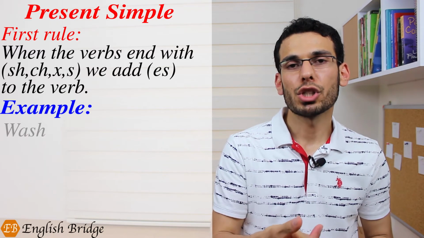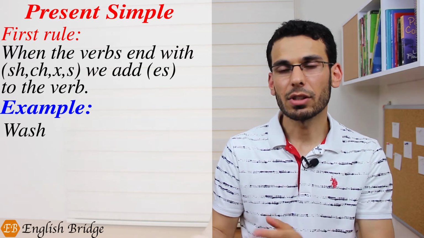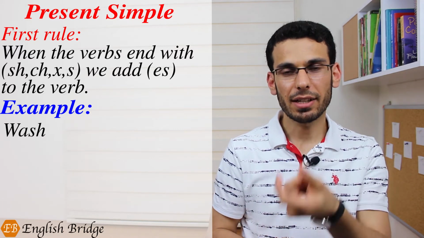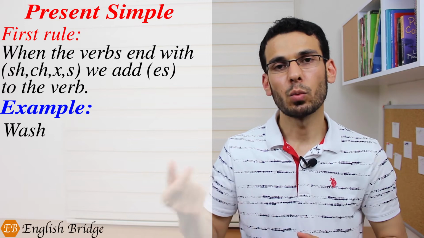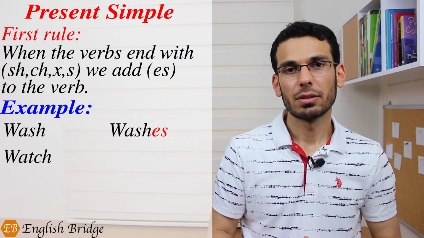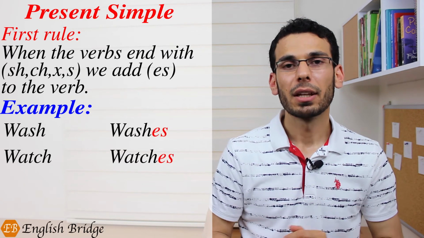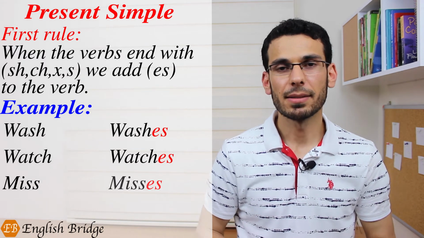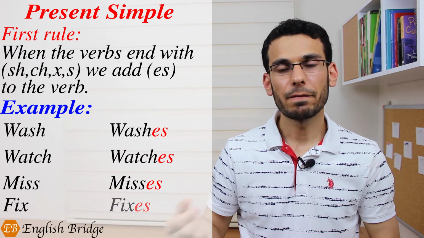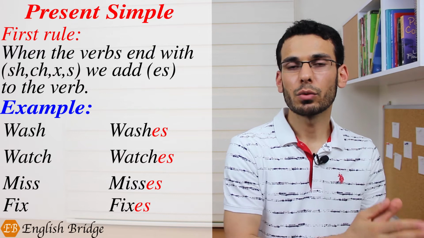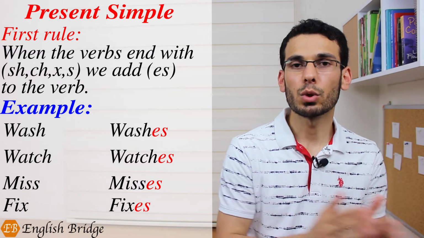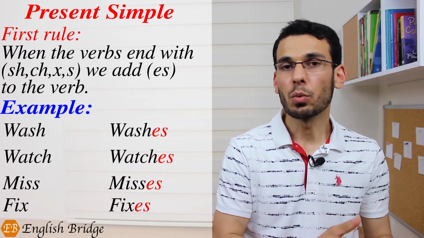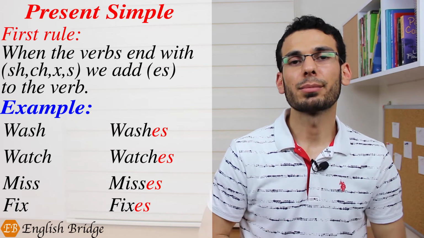Example, wash. We don't say wash with s only, we add es. Why? Because it ends with sh. It becomes washes. Watch becomes watches. Miss becomes misses. Fix becomes fixes. So after he, she, it, if you want to say wash, we say washes. He washes. She washes. He watches. Alright? This is rule number 1.